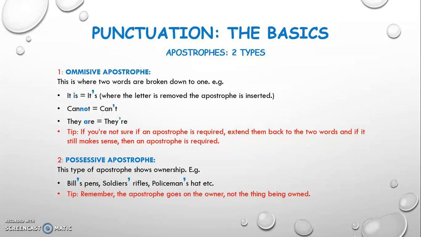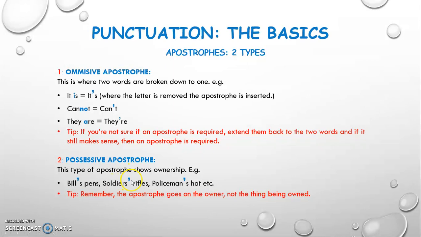Next one is the possessive apostrophe. This type of apostrophe shows ownership. The apostrophe goes on the thing or the person that owns the object. In this case, the pens, which is just plural, there's more than one pen, are owned by Bill, so they are Bill's pens. In the second example here, you can see the apostrophe is put in after the word soldiers. Now, rifles is just plural, and because the apostrophe is after it, that means soldiers is plural. There is more than one soldier.